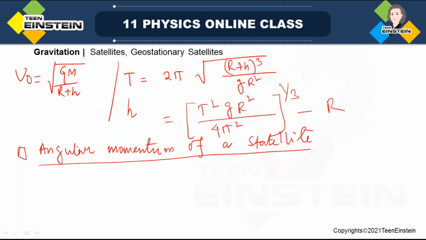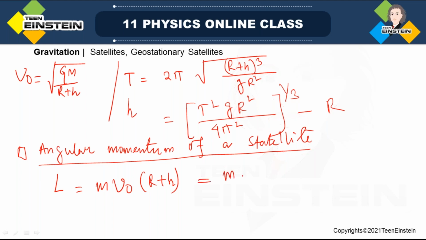Okay, so angular momentum of satellite, we have to find out what is L. L is equal to m v orbital times (r plus h). So this is angular momentum m v r. r is the radius of the circular path, so in this case r plus h.